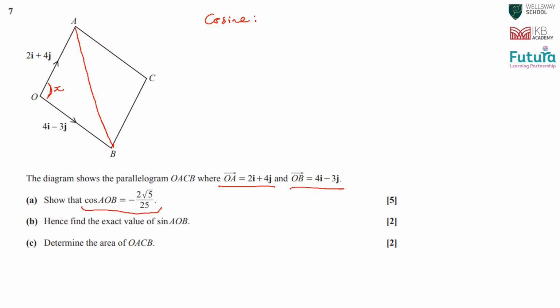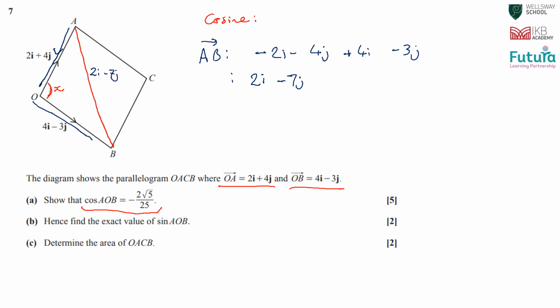Now, to get from A to B, let's just work out what we're going to do. We're going to go down this route, which is minus 2i minus 4j. And then we're going to go down this route, which is plus 4i minus 3j. If we simplify that, minus 2i plus 4i is 2i, minus 4j minus 3j is minus 7j. So this as a vector is 2i minus 7j.